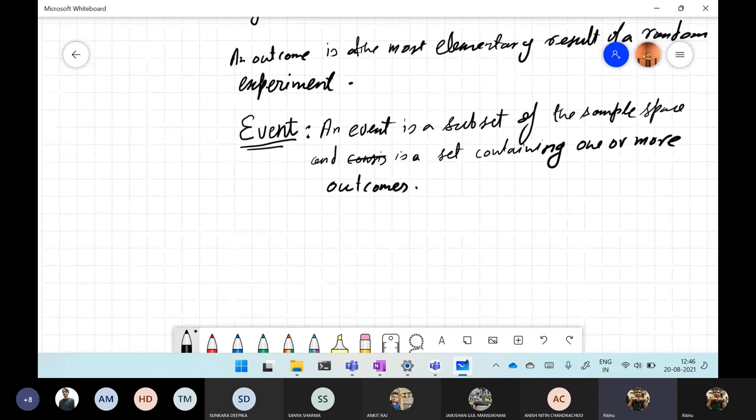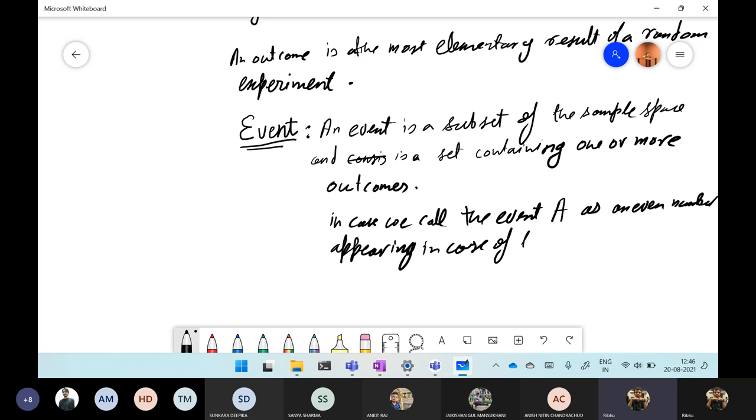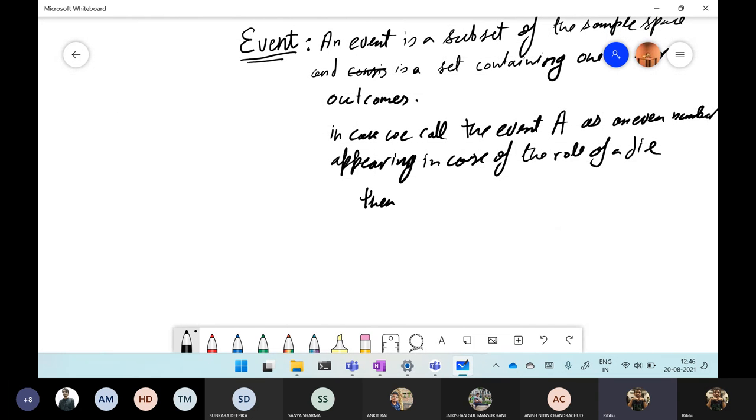So in this case we call the event A: an even number appearing in case of a roll of a die. Fine. So now with this, let's define a scarier thing.